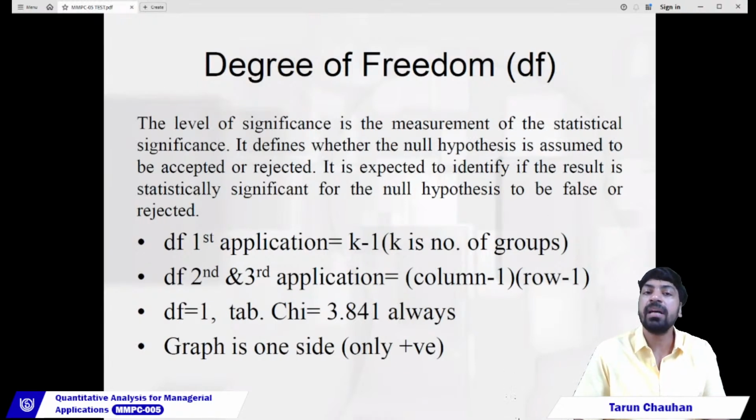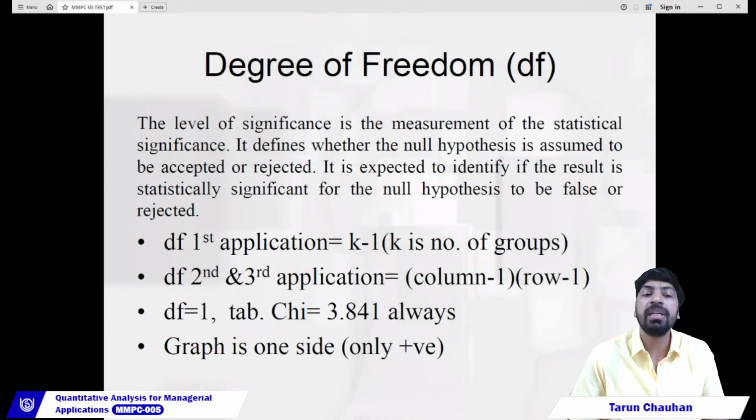It is also used, the degree of freedom, that is df, to identify whether the result is statistically significant for the null hypothesis or not, or whether the null hypothesis is to be found false or rejected. So these are the rules for calculating the degree of freedom using the mathematical formula.